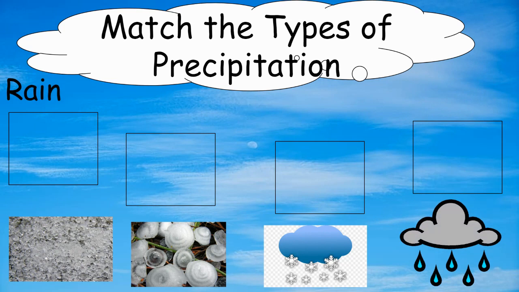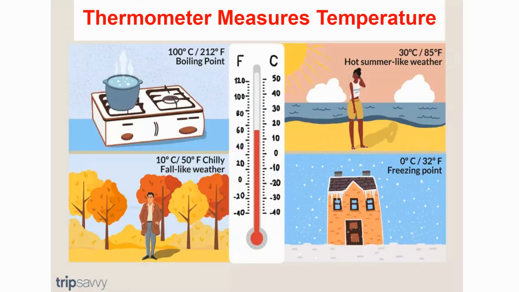So you get to match the types of precipitation in this slideshow. So you'll just drag the picture to the correct word. Now, what makes a difference in the type of precipitation that we get is all about the temperature, how hot or cold the air is.